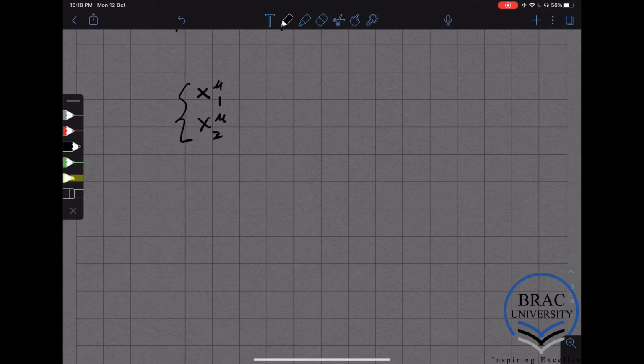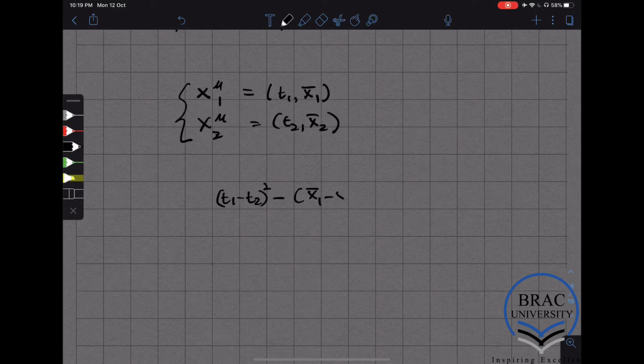In other words, if I start in some reference frame, so we have T1 vector of x1 and T2 vector of x2, then in our initial reference frame we have (T1 minus T2) squared minus (x1 minus x2) squared. So in our new reference frame, we only want the time part to be non-zero.